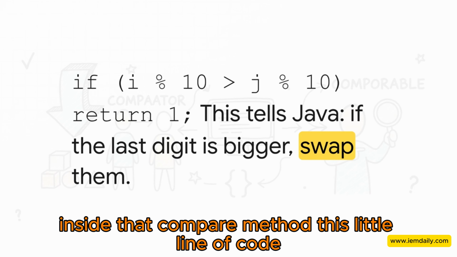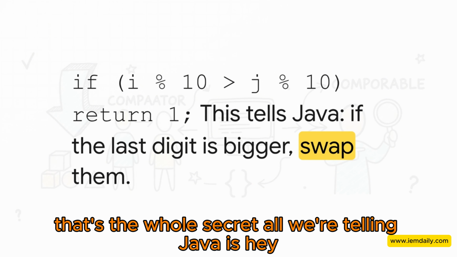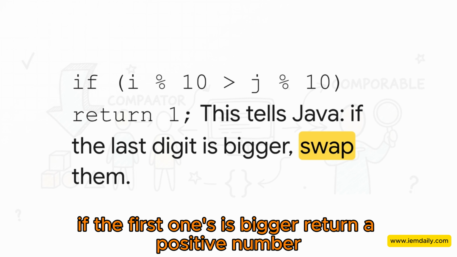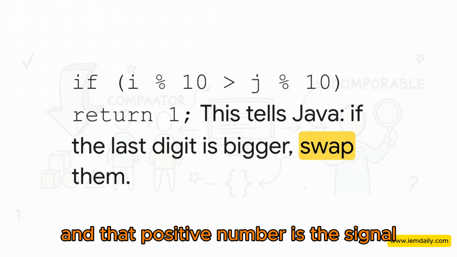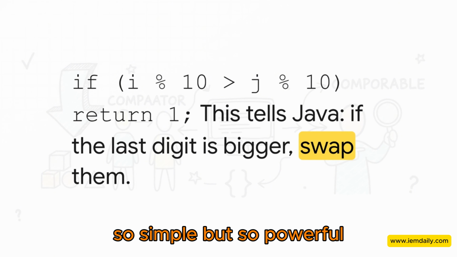This little line of code, if i mod 10 greater than j mod 10, return 1, that's the whole secret. All we're telling Java is, hey, look at the last digit of both numbers. If the first one is bigger, return a positive number. And that positive number is the signal for the sort algorithm to swap them. So simple, but so powerful.